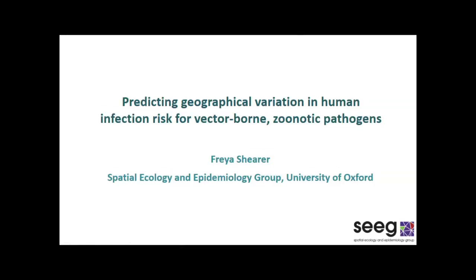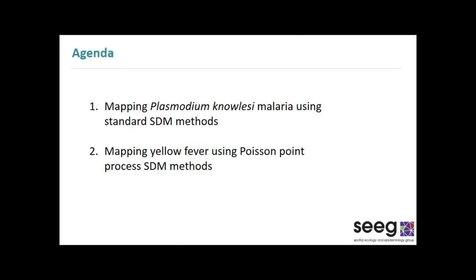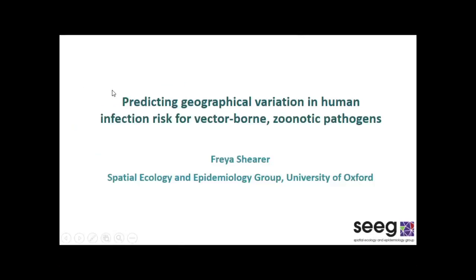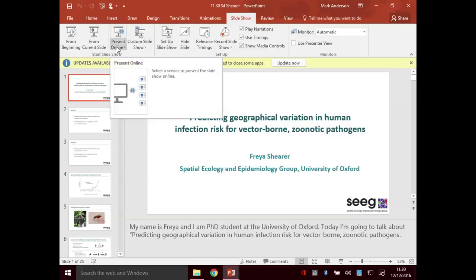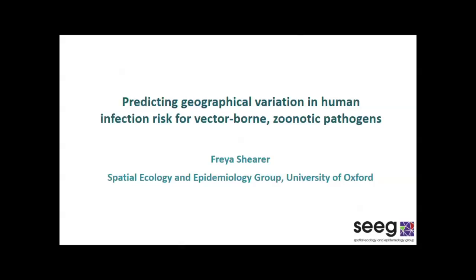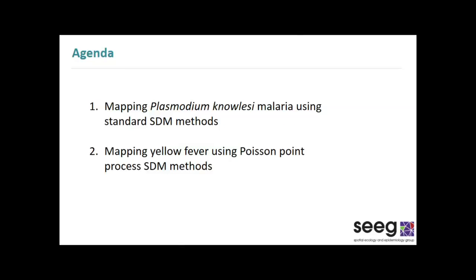Thanks, Kris. So I'm a PhD student, and I focus on human risk of vector-borne zoonotic disease. I work on vector-borne zoonotic pathogens. Today I want to split my talk into a couple of parts. First I'm going to speak about mapping Plasmodium knowlesi malaria, which was some early work in my PhD, and then I want to speak about some of my current work on yellow fever. For mapping Plasmodium knowlesi malaria, I used the standard SDM approach.